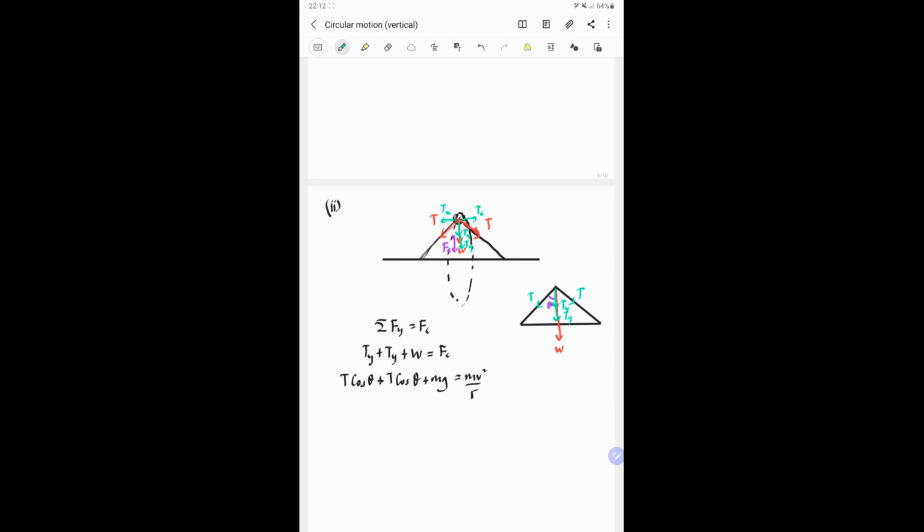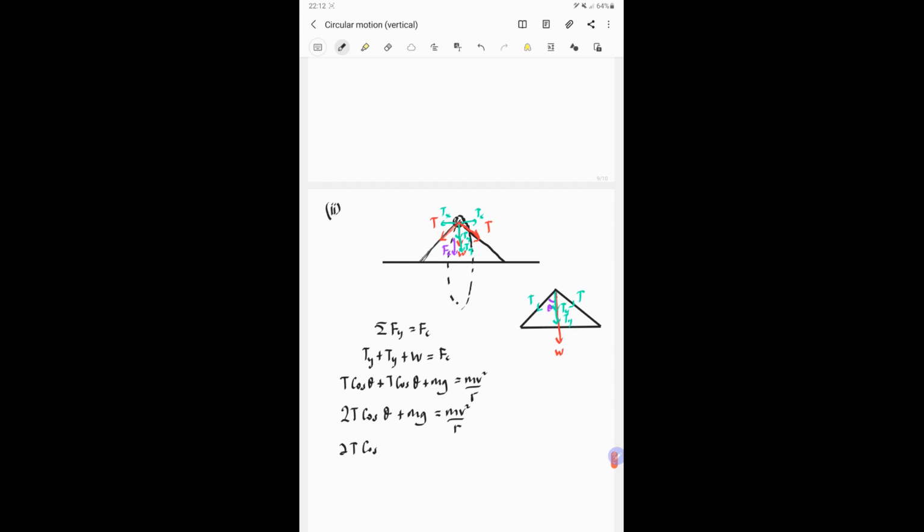By doing the same thing, T cos theta plus T cos theta plus mg equals mv squared over r, so that you will get 2T cos theta plus mg equals mv squared over r. Substitute all the values again. So 2T cos, the angle still the same as before, which is 36.87.